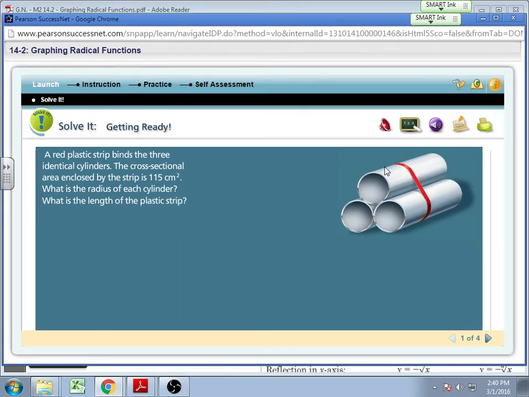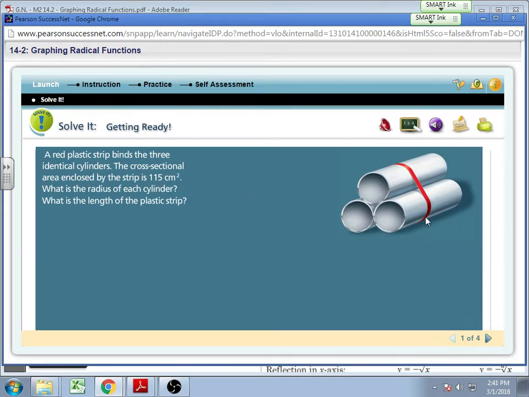Imagine that we have a red strip wrapping all these cylinders, and actually you'll see this a lot as you see cylinders being shipped or items being packaged. We're going to wrap the cylinders offset so that this cylinder won't go anywhere, and therefore this red strip can tighten down around it. We see that the cross-sectional area enclosed by the strip is 115 centimeters.